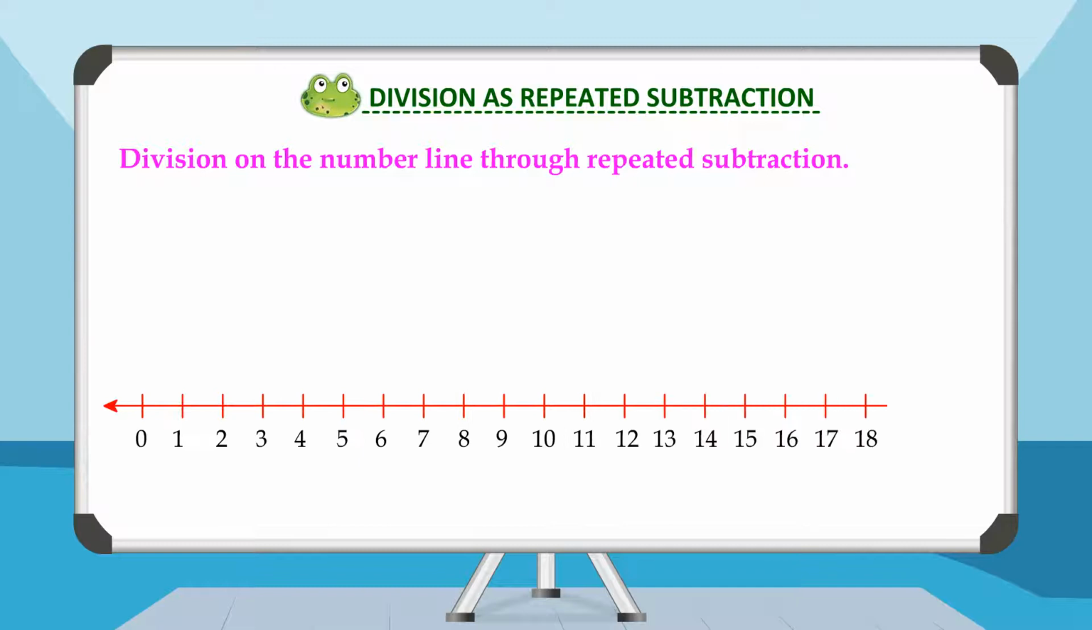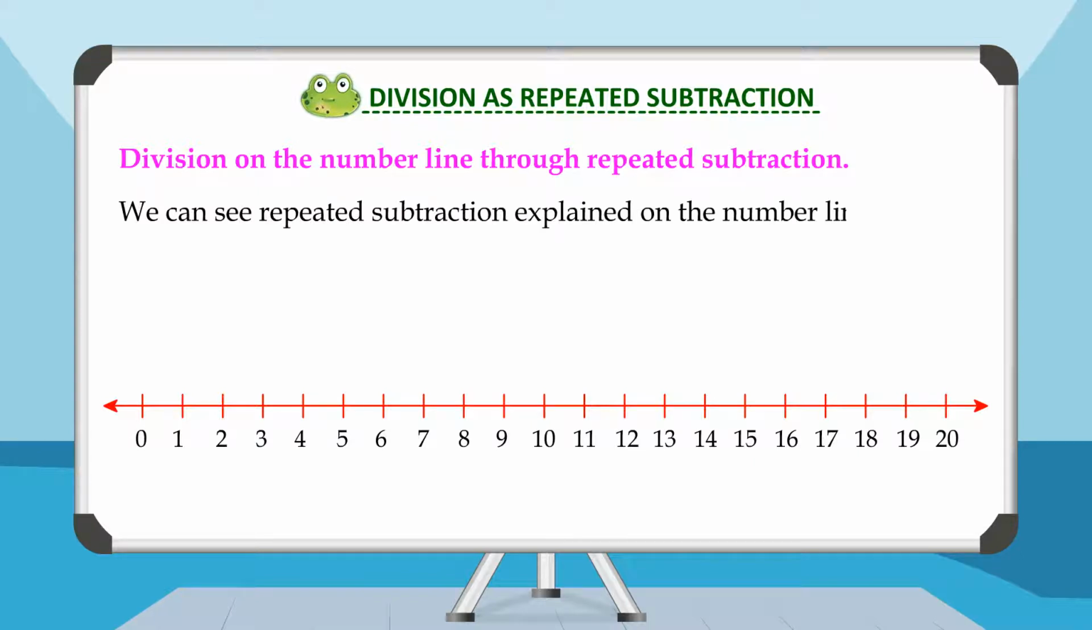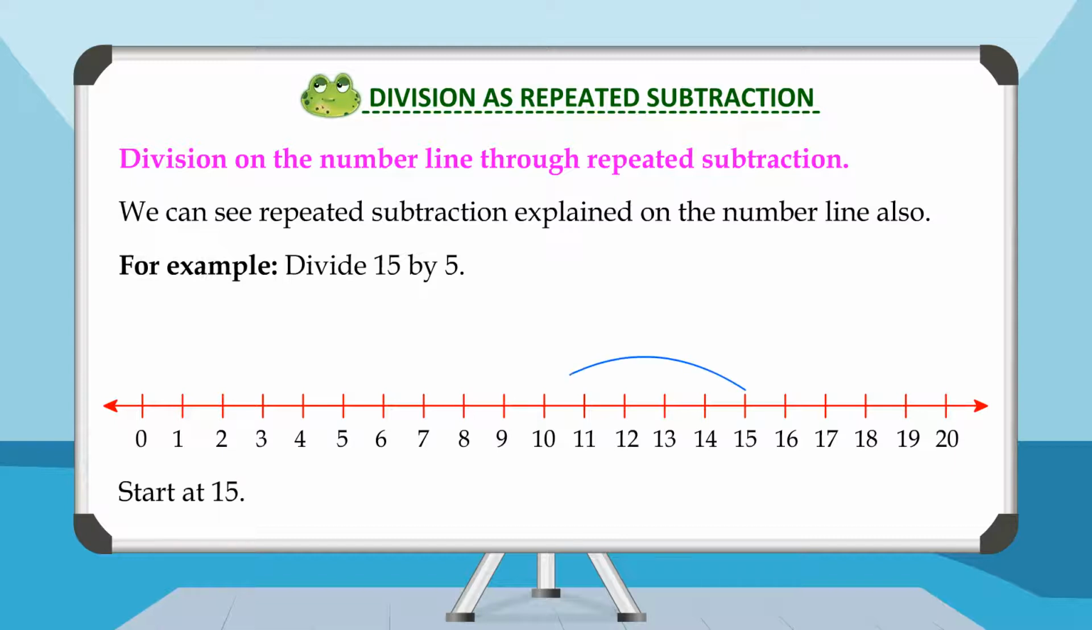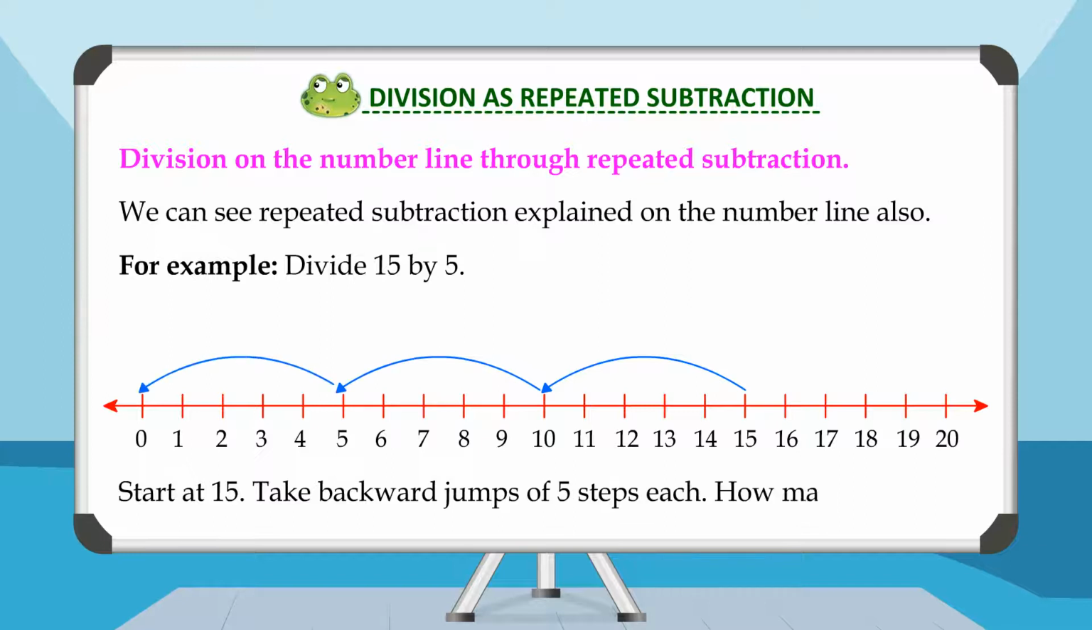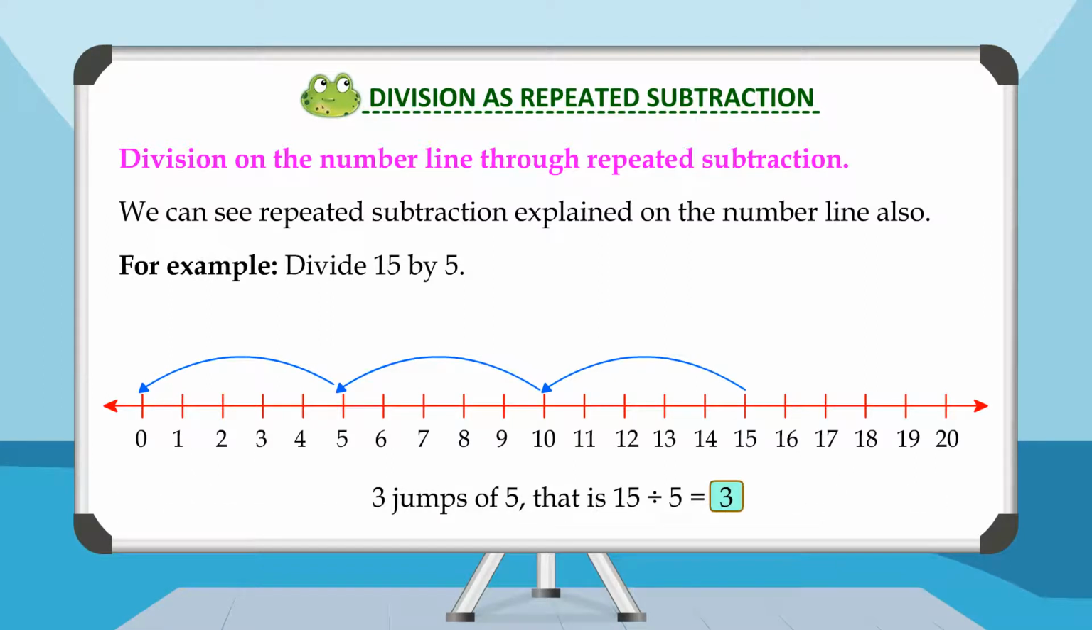Division on the number line through repeated subtraction. We can see repeated subtraction explained on the number line also. For example, divide 15 by 5. Start at 15. Take backward jumps of 5 steps each. How many jumps? 3 jumps of 5. That is, 15 divided by 5 is equal to 3.